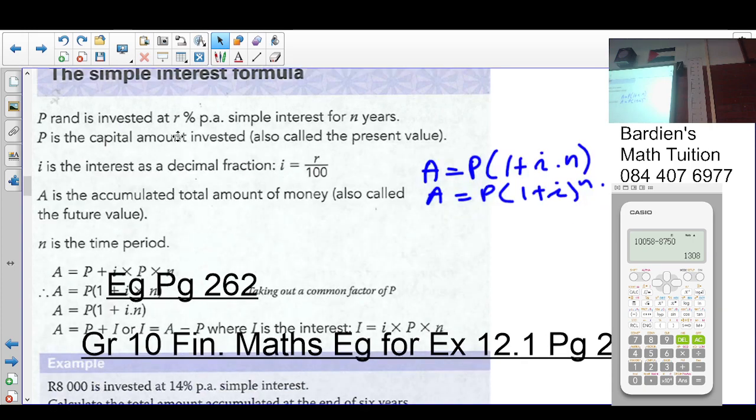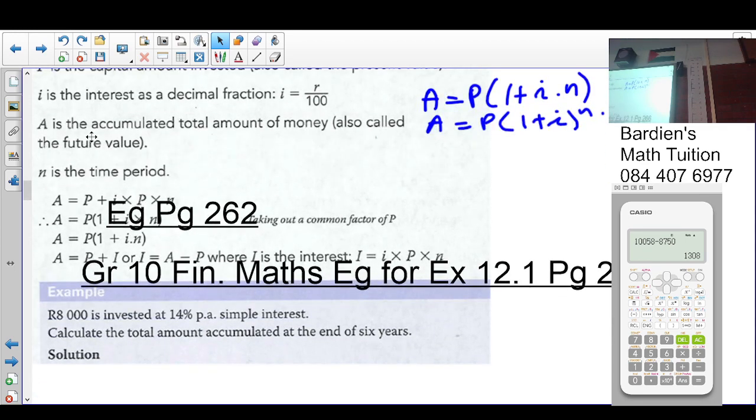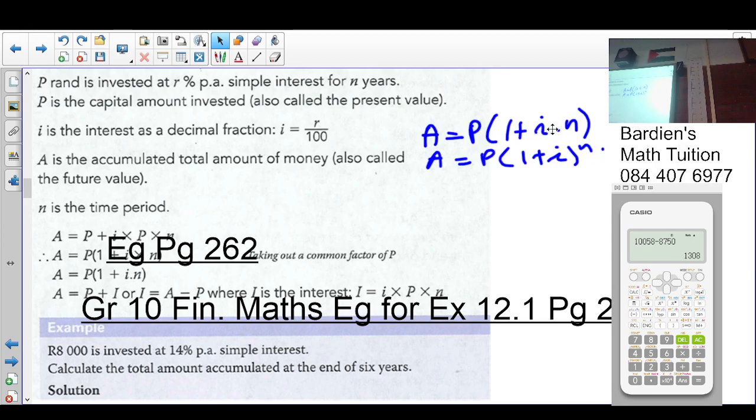P rands is invested at R% simple interest for n years. P is the capital amount invested, also called the present value or the principal amount. I is the interest as a decimal fraction, where I is equal to R over 100. Normally they give you like 12%. You must put 12 over 100. Then we are told A is the accumulated total. So when you work this out, people, you will see that your A is the final amount, which is your principal inclusive of that interest.